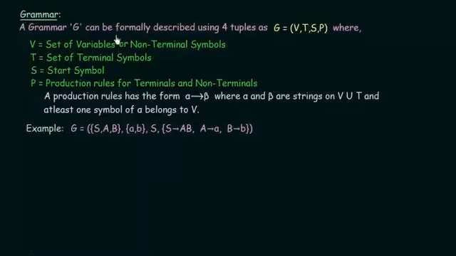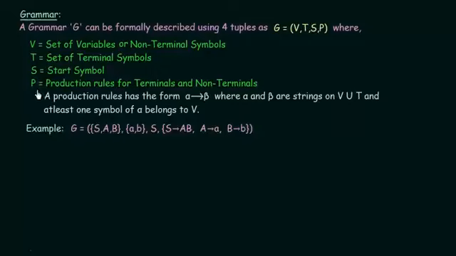A grammar G can be formally described using 4 tuples, given as G equal to (V, T, S, P). Let's see what these tuples mean. V is the set of variables or non-terminal symbols, T is a set of terminal symbols, S is a start symbol, and P is a production rule for terminals and non-terminals. V, T and S are easy to understand, but let us try to understand what P is.